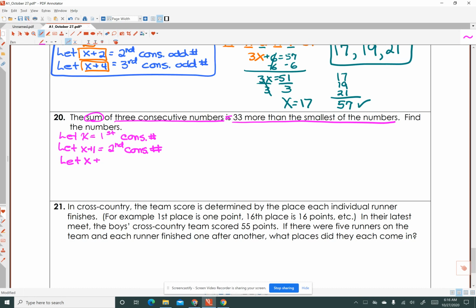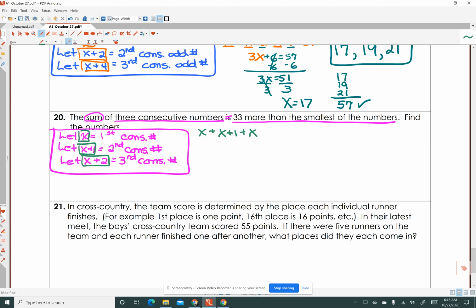And then x plus 2 is our third consecutive number. And this is our x box, all set. Now we've defined these 3 numbers with x, x plus 1, and x plus 2. So this is the left side of our equation. X plus 1 plus x plus 2 is, and then it says 33 more than the smallest. Well, the smallest number is x. And if it's 33 more, it's x plus 33. And that's it. That's our problem. This is what we solve.